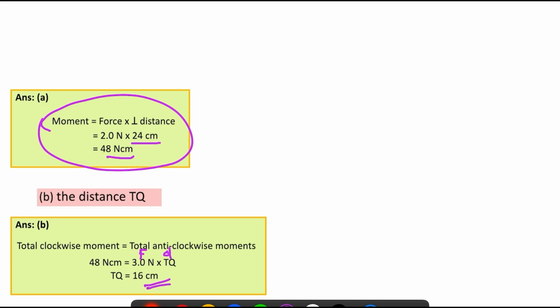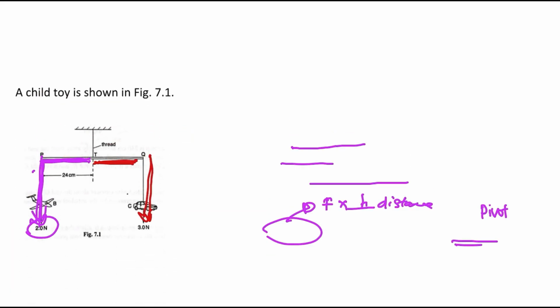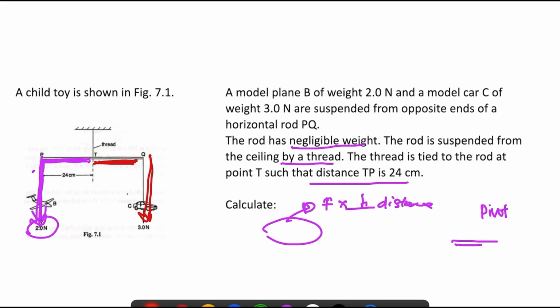Next, the tension in the thread. Tension is right here. What we need to know is that the upward force equals the downward force. So all these are forces acting on it.